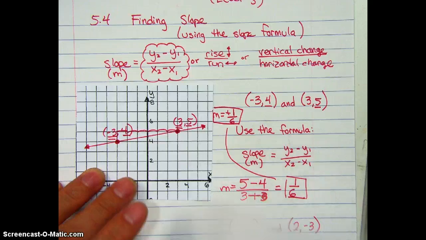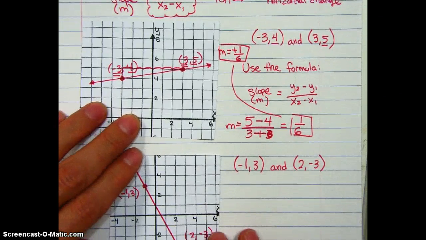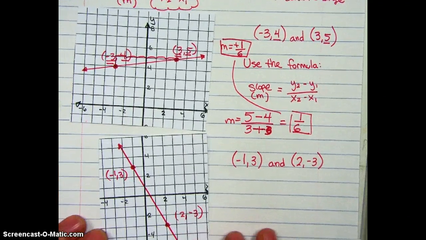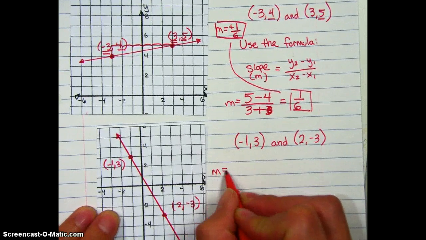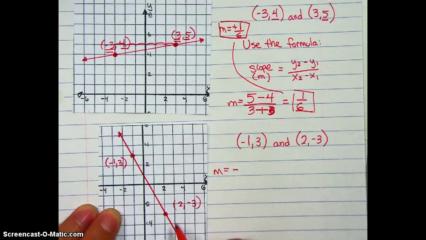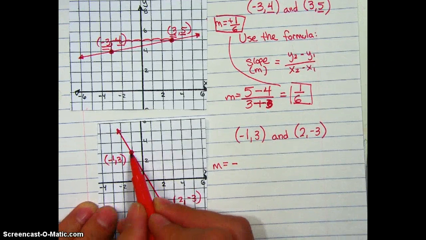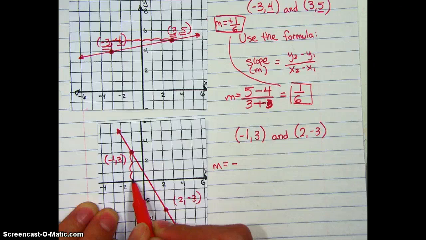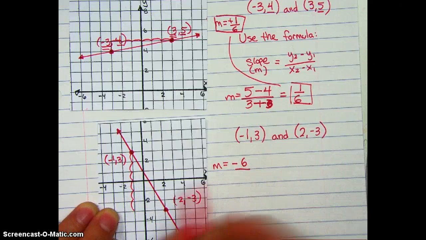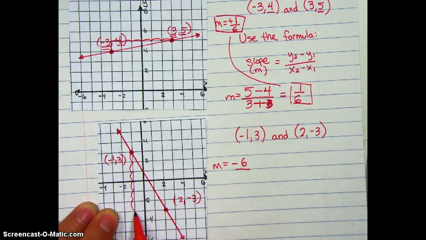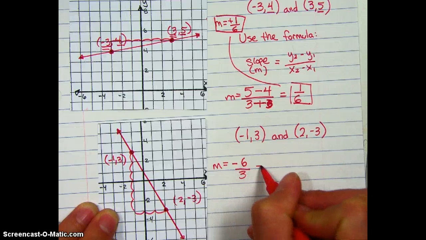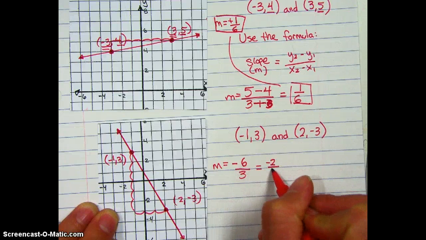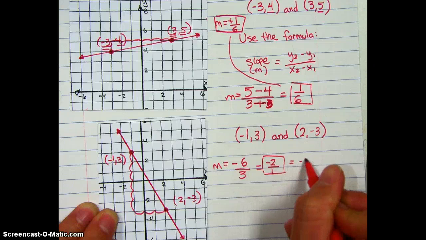Okay, if I have another graph, move this up a little bit. If I look at the second graph, you can see right off the bat that the slope will be negative. It's moving downhill. Well, how fast is it moving downhill? Well, it's moving 1, 2, 3, 4, 5, 6. It's moving 6 down. And how many across is it? Well, it's moving 1, 2, 3. So, negative 6 over 3 reduces to negative 2 over 1. Or you could just write negative 2.